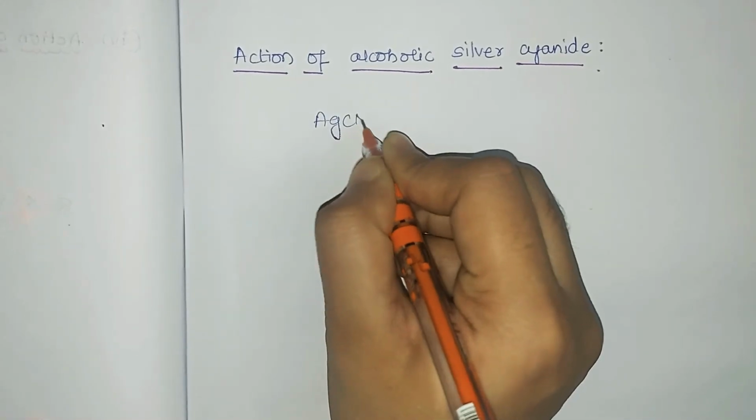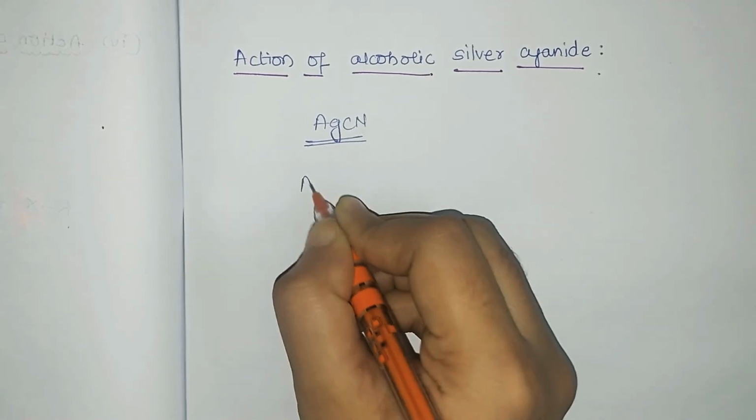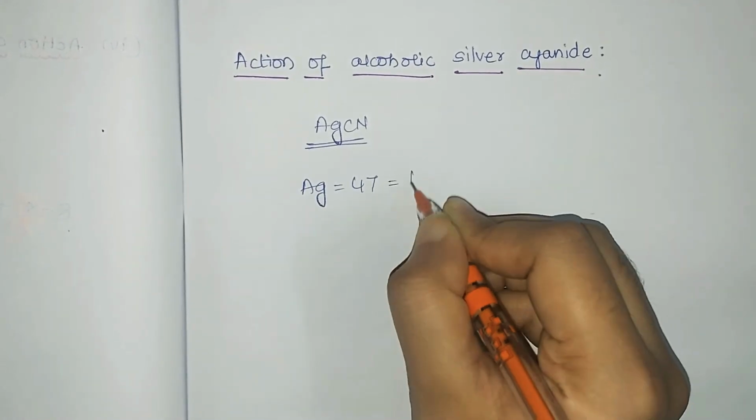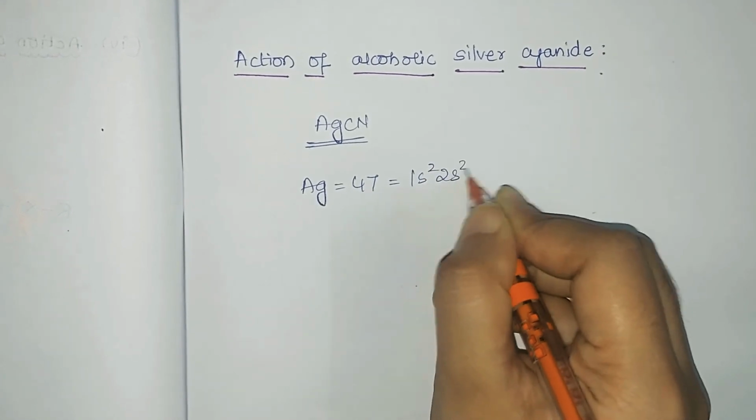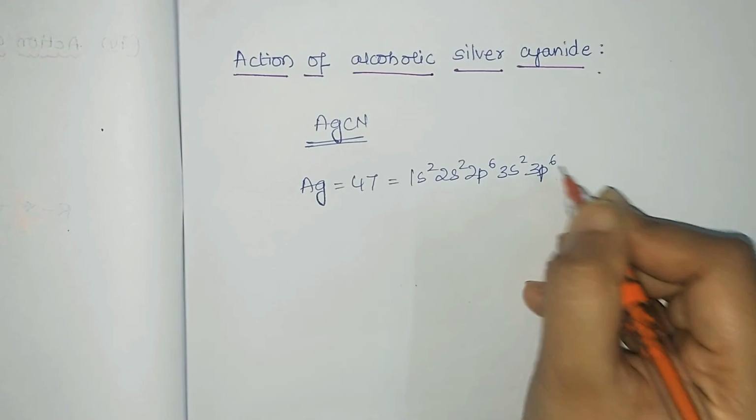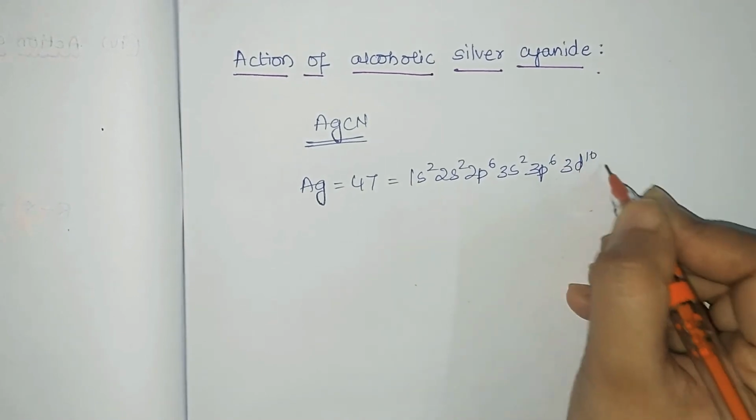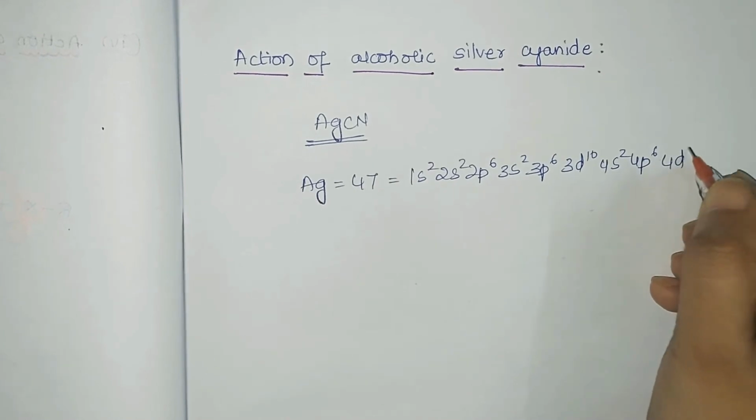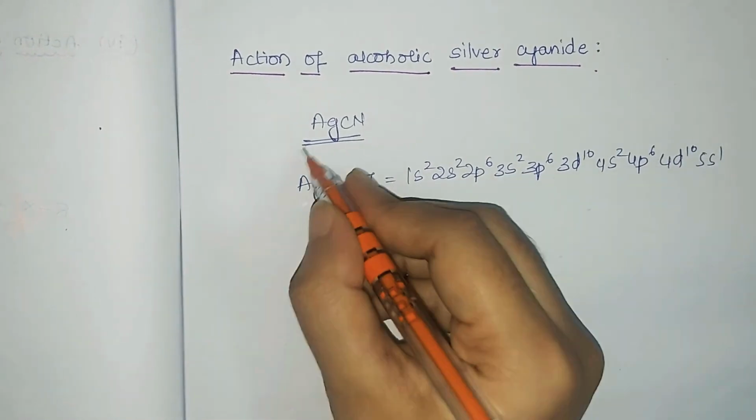Consider the action of alcoholic silver cyanide. So AgCN is silver cyanide. Let us consider Ag. The atomic number of silver is 47. Its electronic configuration is 1s2, 2s2, 2p6, 3s2, 3p6, 3d10, 4s2, 4p6, 4d10, 5s1.